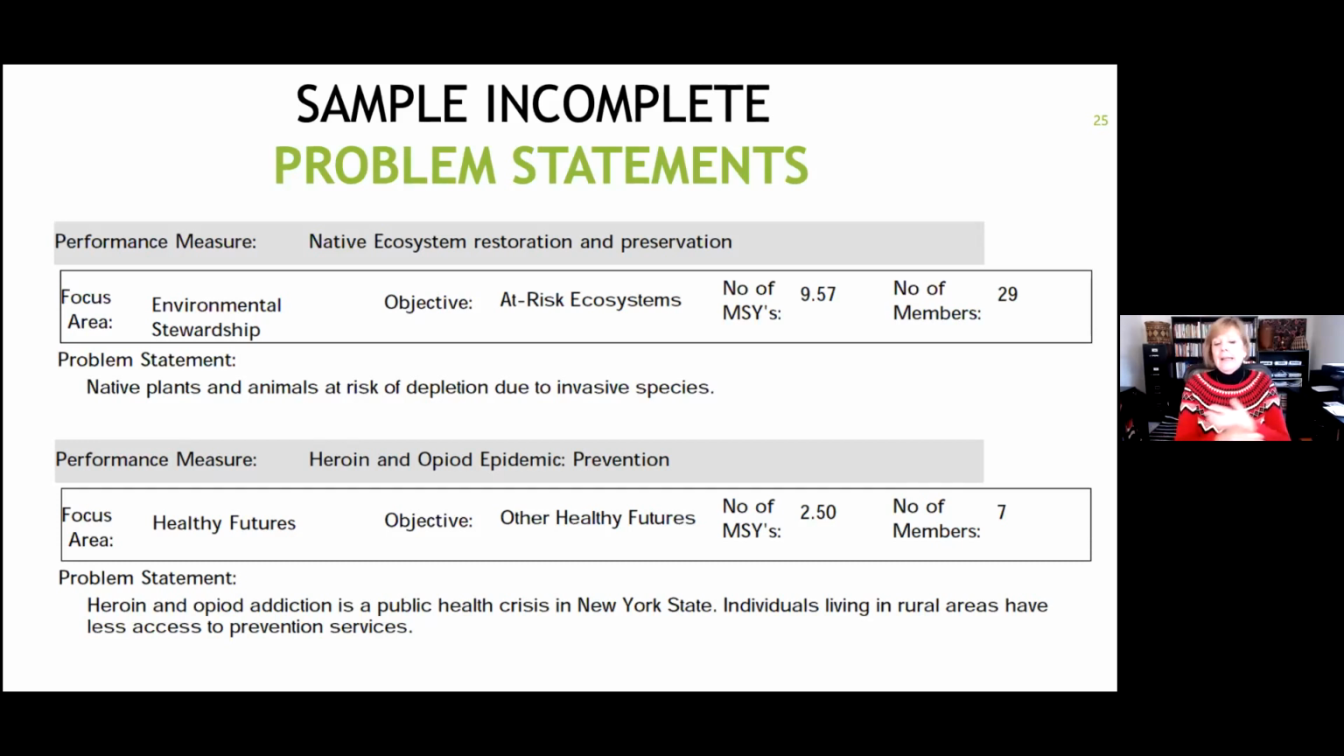But again, that heroin and opioid addiction is a public health crisis. Yeah, that's sort of in the no shit Sherlock category. But then, how big is the problem, and why in the area where this program has members serving? That's not enough. And that individuals in rural areas have less access. Okay, fine, but give us a little more. Presumably in their theory of change, they had more.